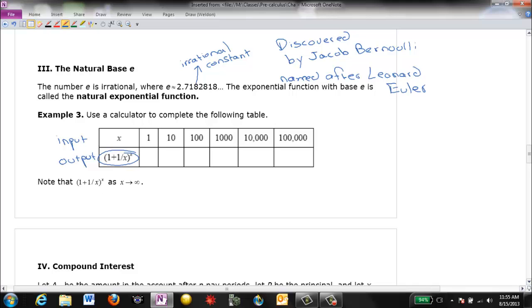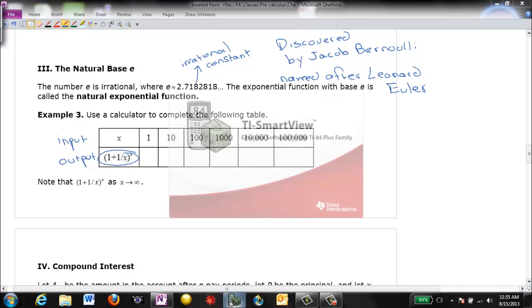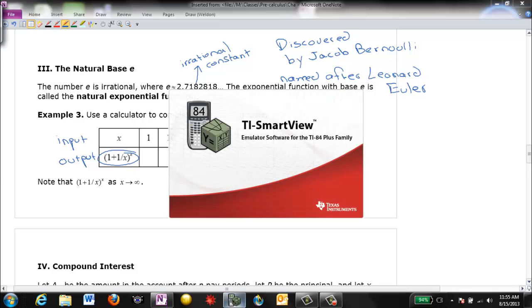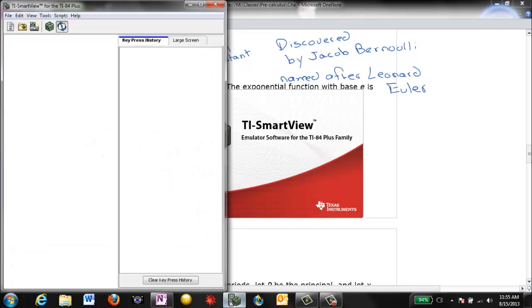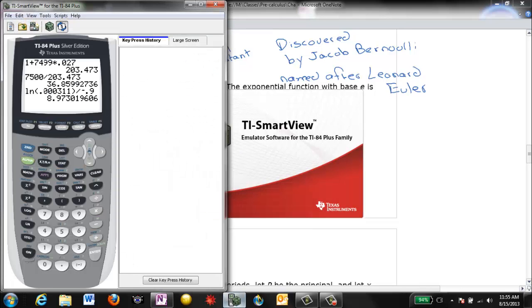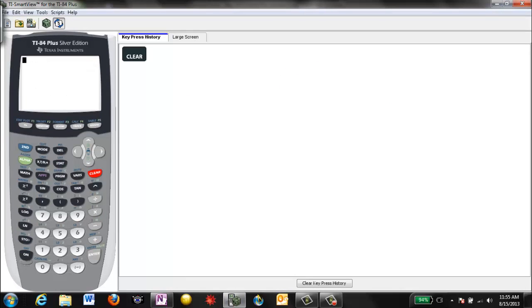It's quite interesting. Okay, so I'm going to bring up my calculator. I'm going to show you how to fill in these tables pretty quickly using some features on the calculator that are pretty cool. I'm going to save you a lot of time here, so give it a second to load up. Okay, here we go.